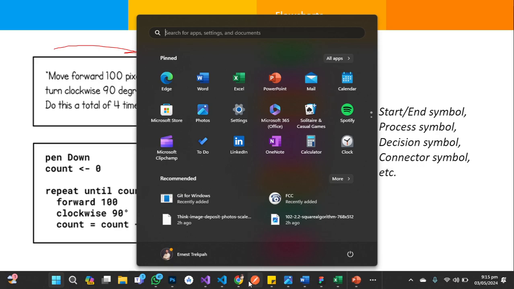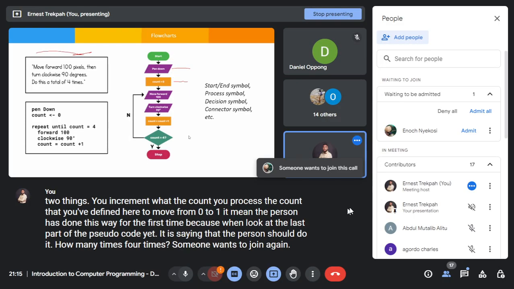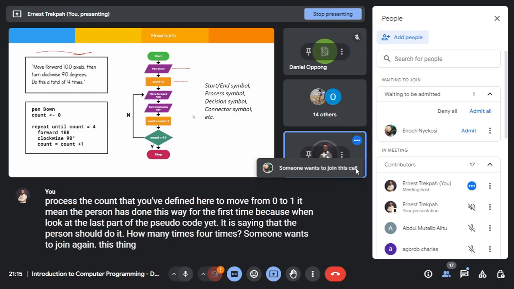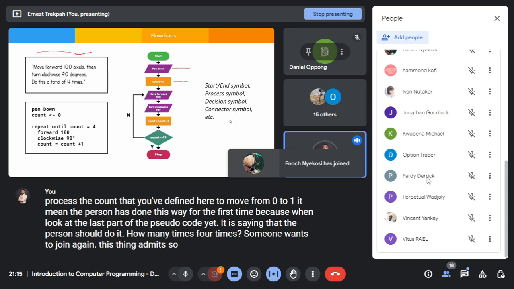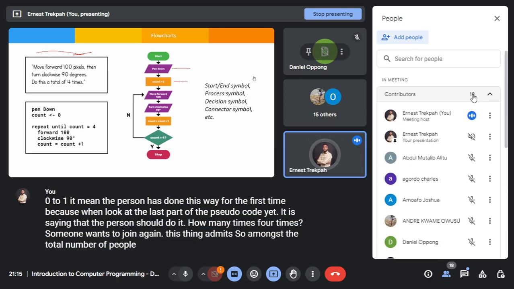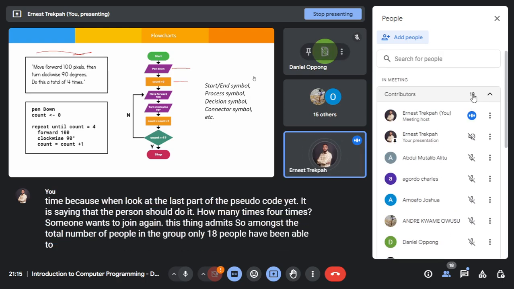Someone wants to join again. Admit. So amongst the total number of people in the group, only 18 people have been able to join. Okay, let's see how it goes.